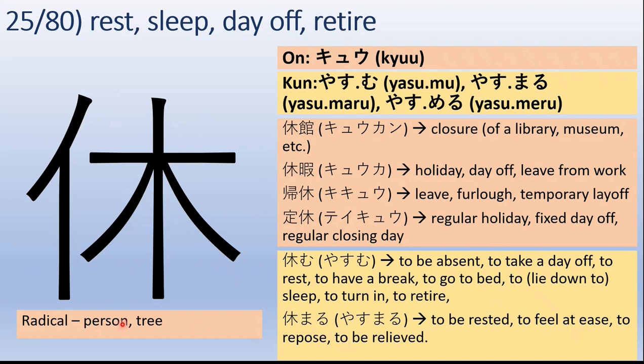As you can see here, two radicals are used, the person radical and the tree radical. You might be wondering how this is the person radical, because we have learned something else as the person radical. We will see in the next slide. For the time being, let's look at the stroke order. First stroke, second stroke, third, fourth, fifth, and sixth.